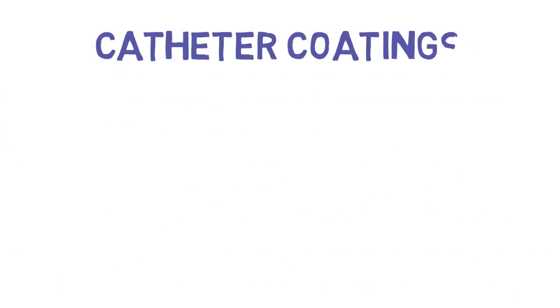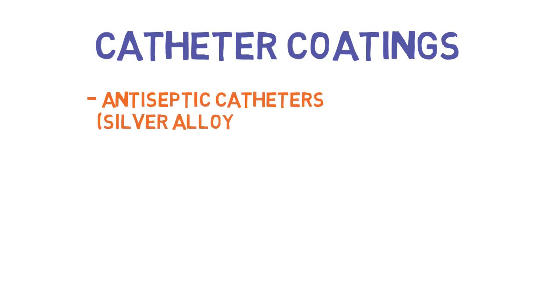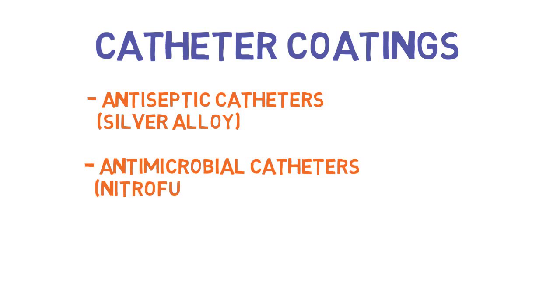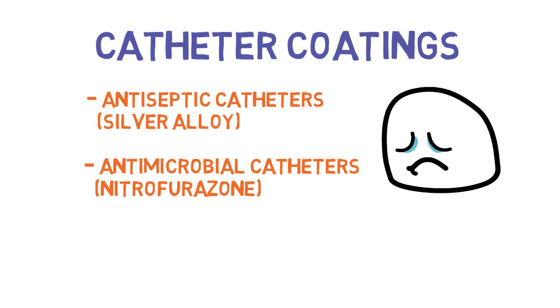Catheter coatings. Over the years, many people have tried to develop catheter coatings that will decrease the risk of catheter-related urinary tract infections. The two main types are antiseptic catheters that are impregnated with a silver alloy, and the second type are antimicrobial, which are impregnated with antibiotics such as nitrofurazone. Despite many attempts, there is not good evidence to support the use of these types of special coatings. Patients often report that these catheters are more uncomfortable than your traditional uncoated urinary catheters.